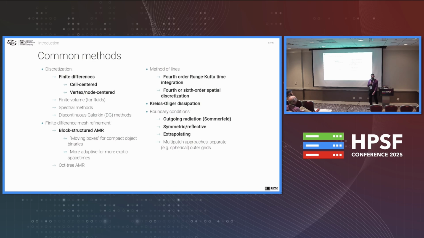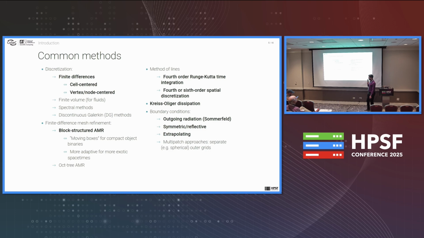So what are the common methods in numerical relativity? I've highlighted the ones that are most relevant to what we use, but these are by no means the only methods that are used in numerical relativity. For the discretization, we just use finite differences. One of the codes I'm going to talk about, GRTeclyn, uses a cell-centered code. The MHDueT is more node-centered. But obviously other codes use finite volume. That's more common for magnetohydrodynamics.